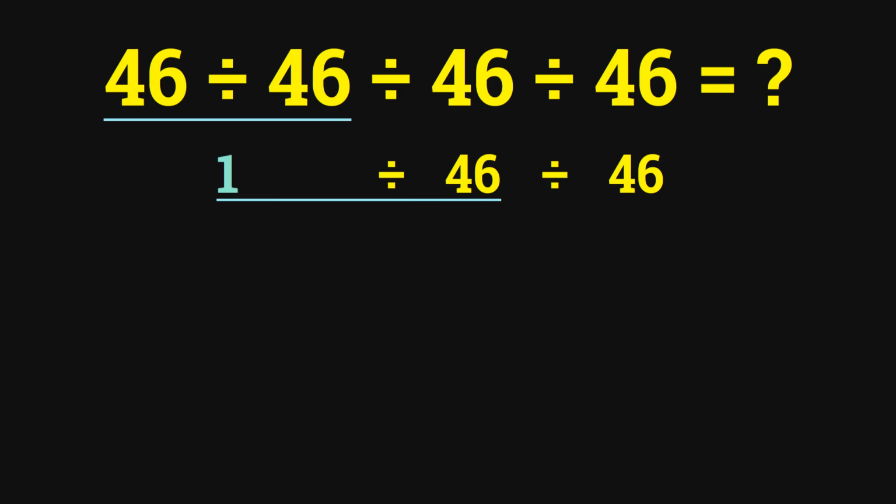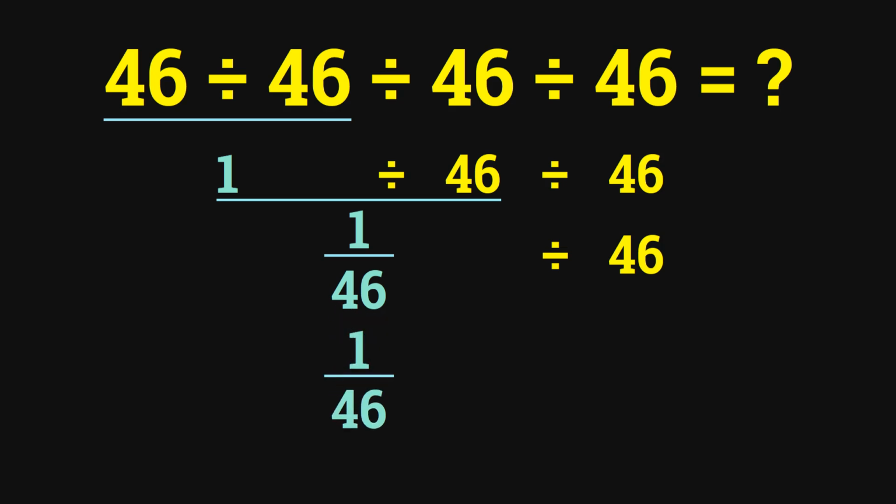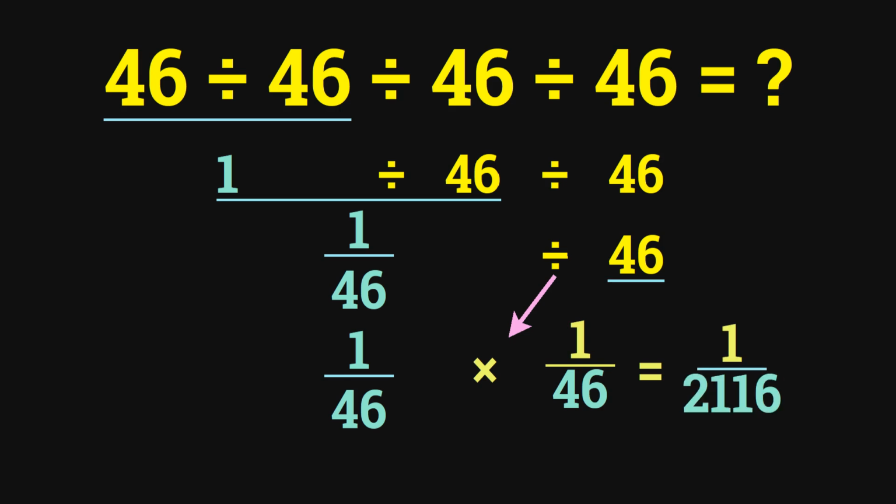1 divided by 46 can be written as 1 over 46 divided by 46. So to make this division, we have to drop down 1 over 46, then change division to multiplication, then flip the 46 to be 1 over 46, which equals 1 over 2116. And this was our final answer for this problem.